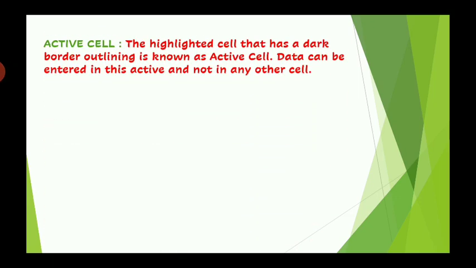Active cell. The highlighted cell that has a dark border outlining is known as active cell. That means whichever cell we click, that particular cell becomes active cell. Why is it called active cell? Because this is the place where we enter the data. In other cells we cannot enter the data. So that's why that particular cell is known as active cell.